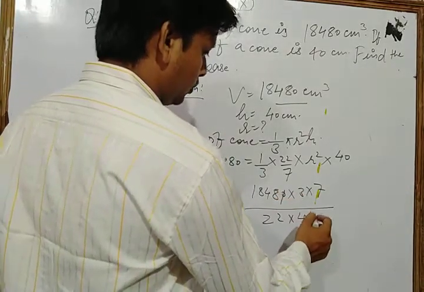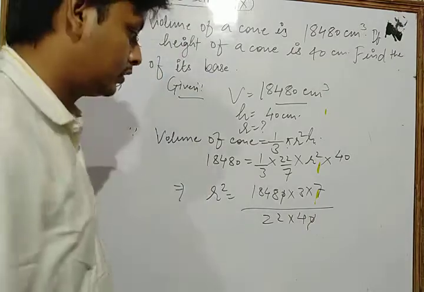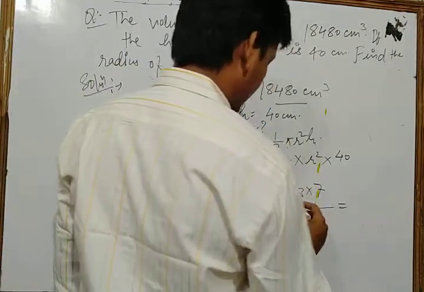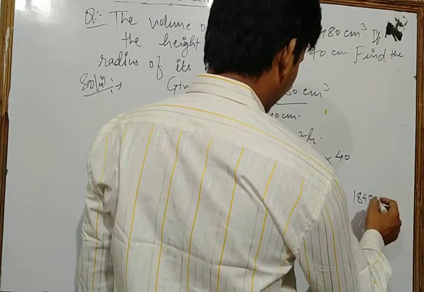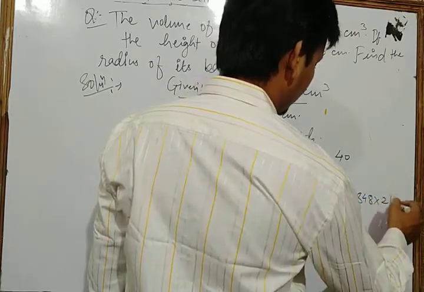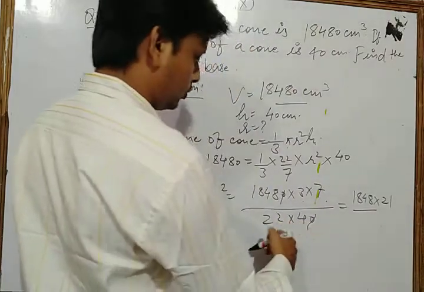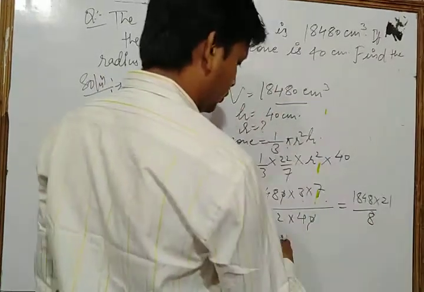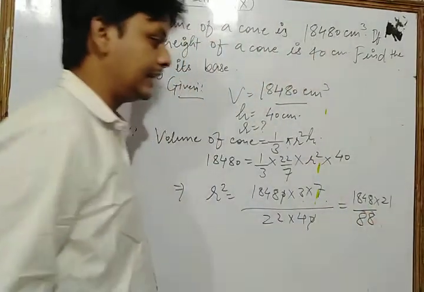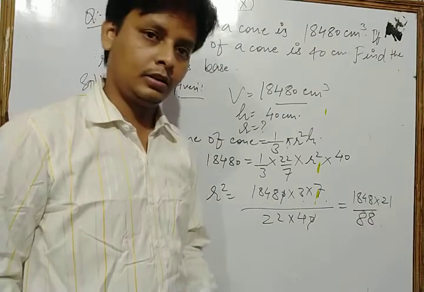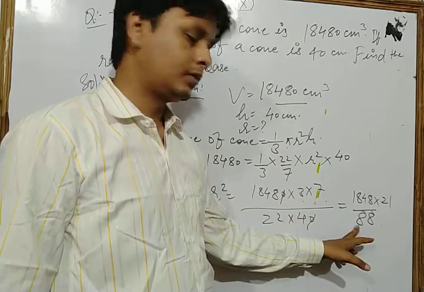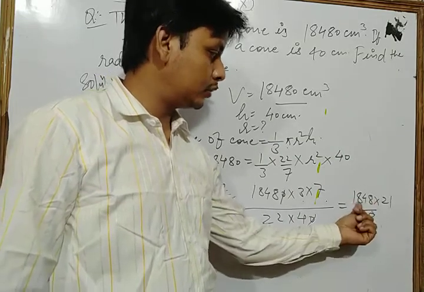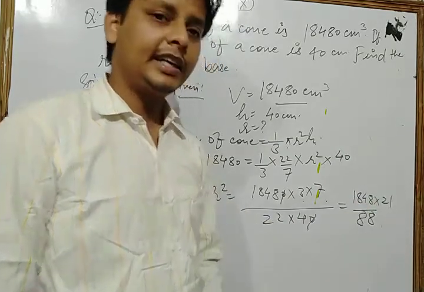Okay, now let's see. Here 0 0 cancel to each other. Okay, now let's see. 1848 into 7 3 is 21 upon 4 2 is 8, 4 2 is 8, that is 88. Okay, now we divide 1848 by 88. Let's see.